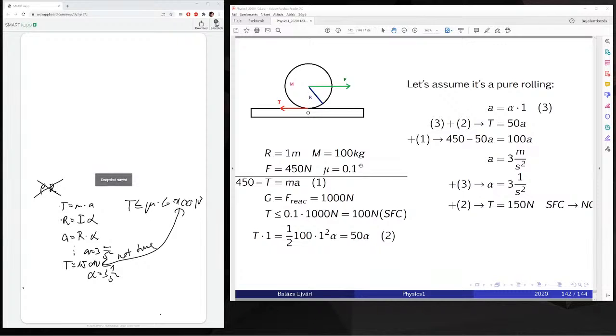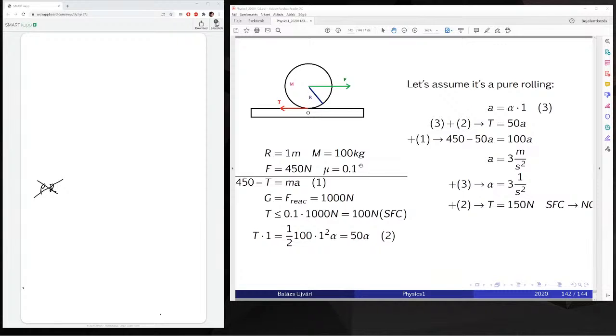That will simplify the situation, but of course for this answer at first we have to solve the pure rolling, because pure rolling is equivalent to a equals r times alpha. That's also not true. This is alpha here, and a equals r times alpha is not true again. Worse and worse, but you can combine these two. All right, how can we solve that?